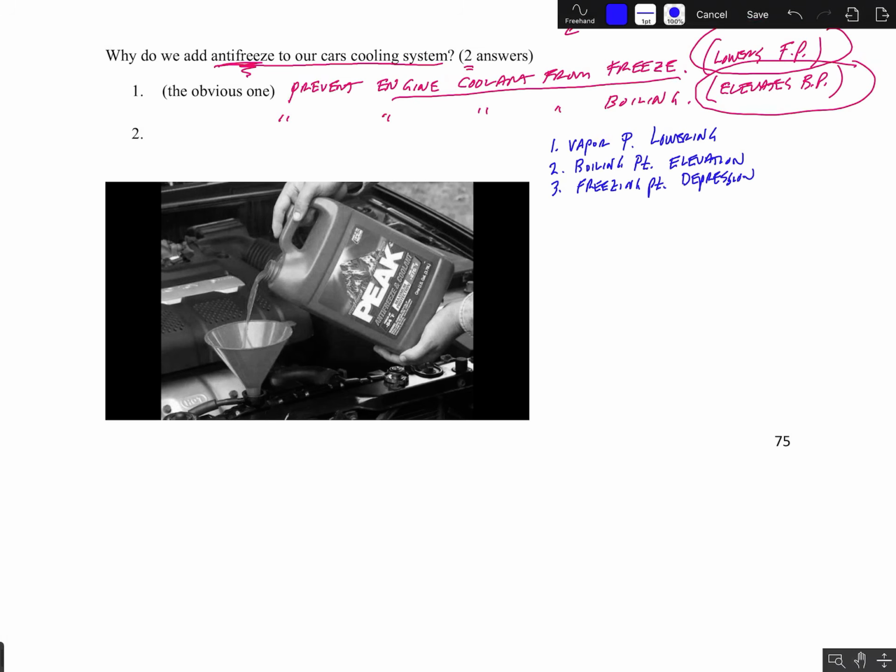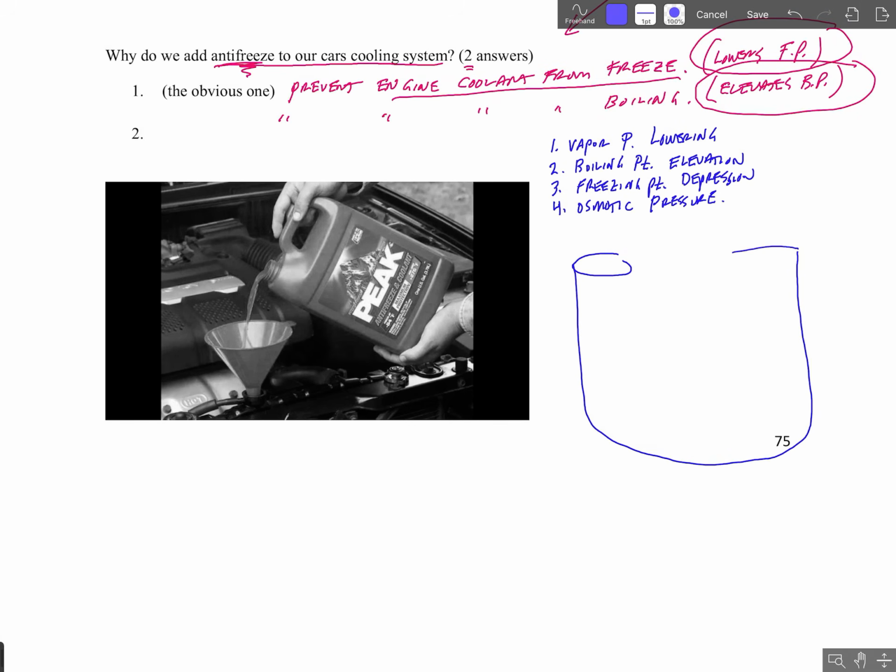Now, the fourth is something called osmotic pressure. And I know many of you have heard of osmotic pressure, but you don't necessarily understand what it is. So I hope for the first part of this video, I can illustrate that for you. Let's pretend you have a tube that looks like a U. They call these U-tubes, believe it or not.